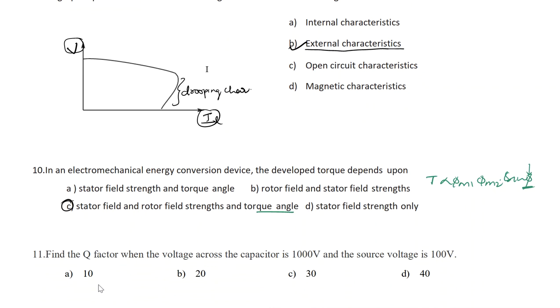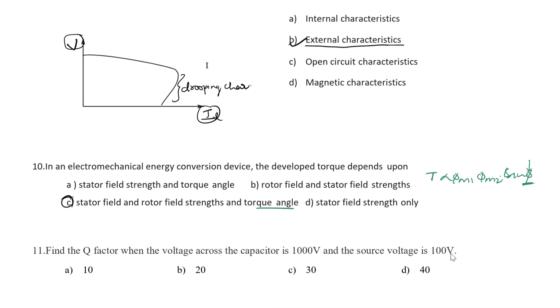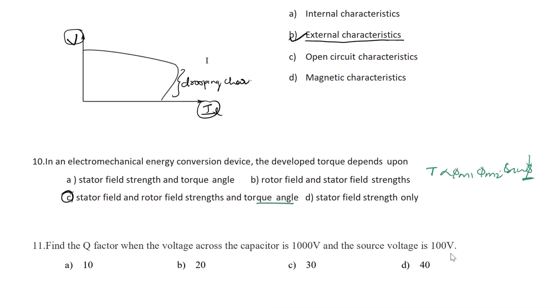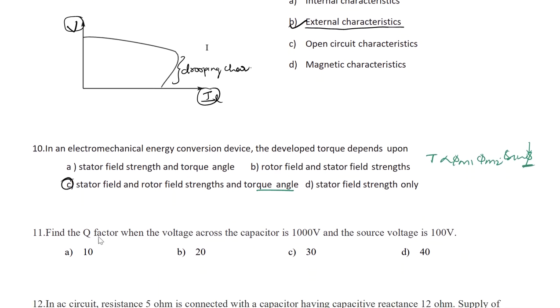Next question. For the quality factor, when the voltage across the capacitor is 1000 volts and the source voltage is 100 volts. Okay, so those who saw my digital assistant model paper can easily solve this question here. Okay, see here. Find the quality factor when the voltage across capacitor Vc is 1000 volts. So this question I already solved in my digital assistant model paper. If you want, you can go through that paper also.